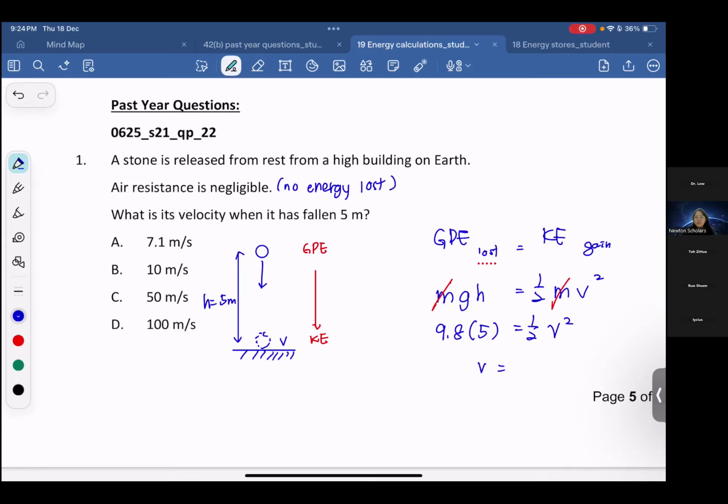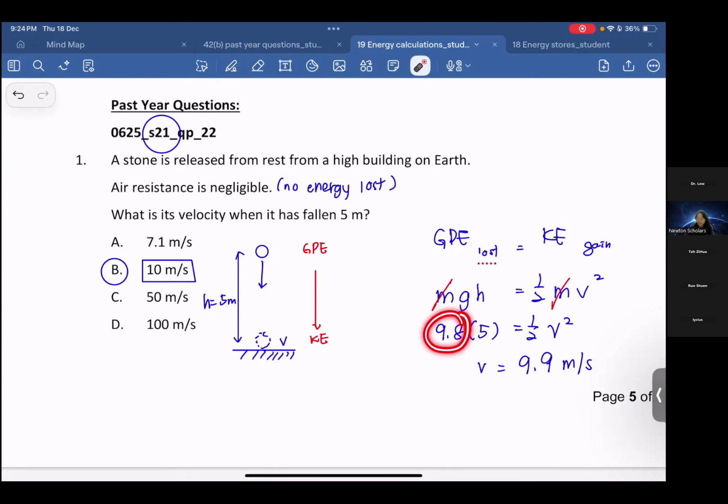Okay, Crystal. Correct. Actually, if not mistaken, here you get 9.9 meter per second, right? But why is the answer giving you 10 meter per second? Why not 9.9? It is because this is 2021. It's an old syllabus question. In the old syllabus, they're using 10 for g instead of 9.8. At the end here, your answer will get 10. That's why, in A, B, C, D, option B gives you 10. Actually, it's because they are using g as 10.